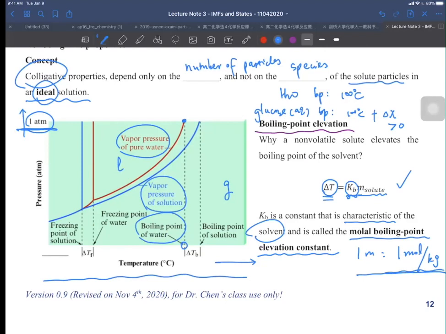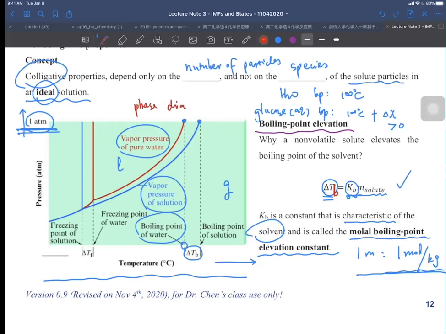So it needs to have a higher temperature to reach the same external atmospheric pressure, right? So this is why there will be a boiling point elevation. There will be a delta TB. Maybe we can add a B here as a suffix. The B means boiling point, right? Delta TB. So I think this is called phase diagram.